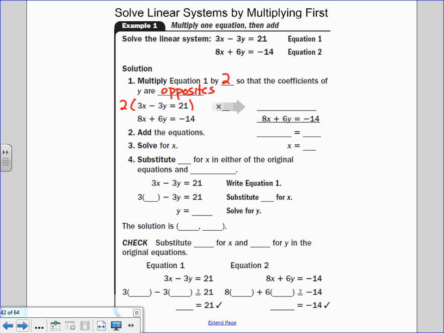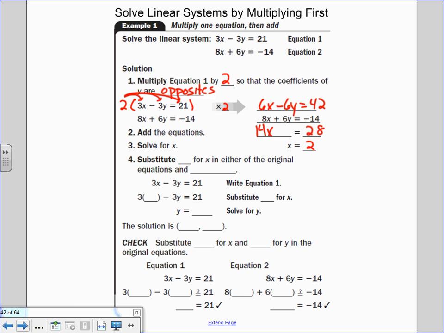Alright, so we'll show that right here. 2 times 3x is 6x. 2 times -3y is -6y. And 2 times 21 is 42. And they're multiplying by 2 there. Now when I add them together, I get 14x. My y's eliminate each other: -6y plus 6y is 0. And 42 plus -14 is 28. Divide by 14. 28 divided by 14 is 2.